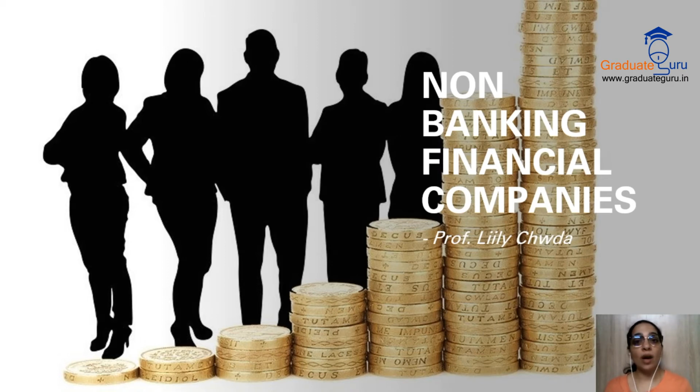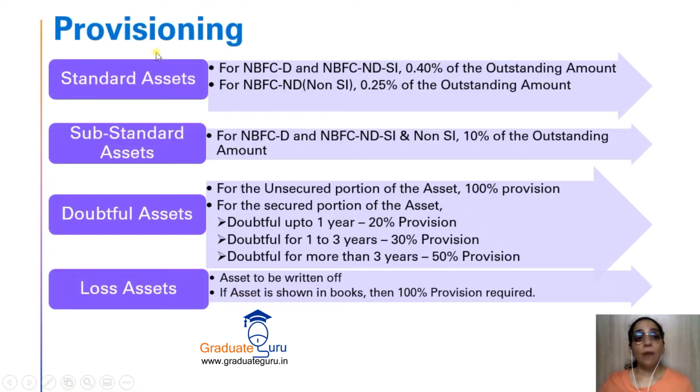So before we go ahead with question number 6, one more time we will just quickly revise our provisioning norms so that we are clear as to कौन से asset पे कितना provision create करना है. So our provisioning says that standard assets, if it is NBFC D or NBFC NDSI, that is as I told you, the important NBFCs, there the rate is higher, 0.40%.